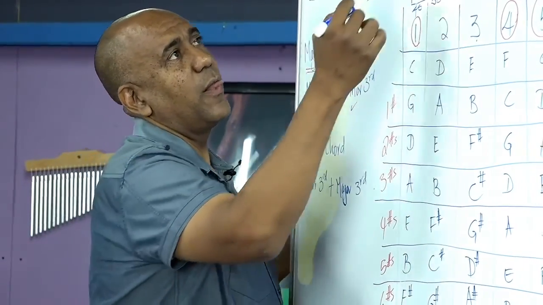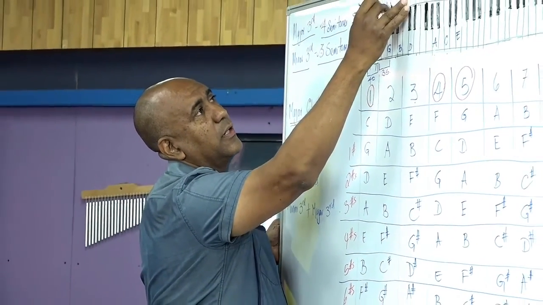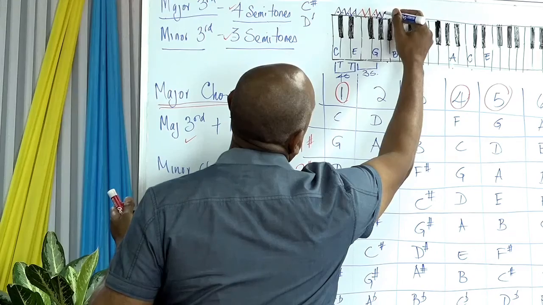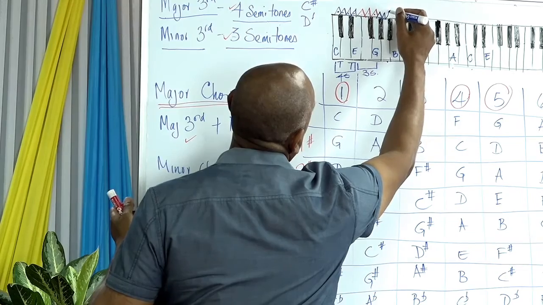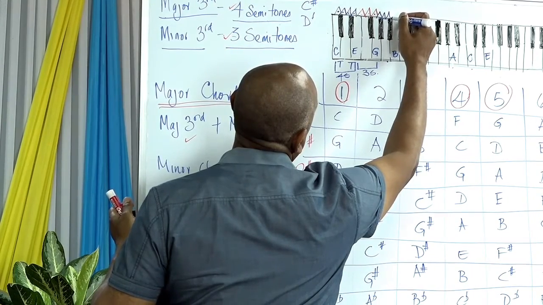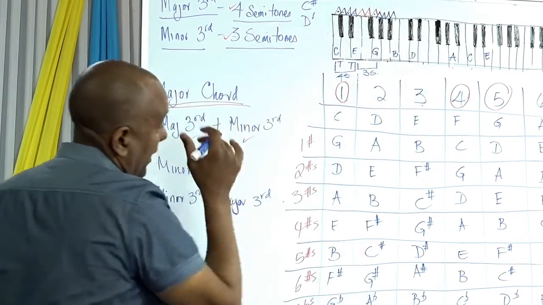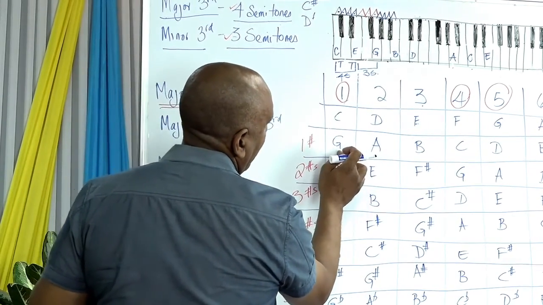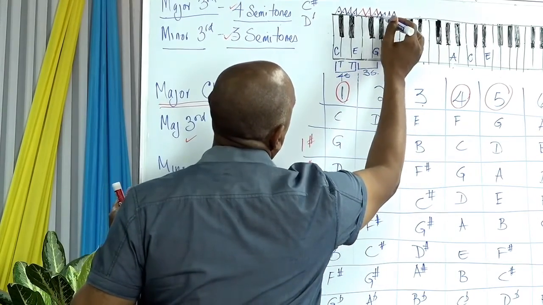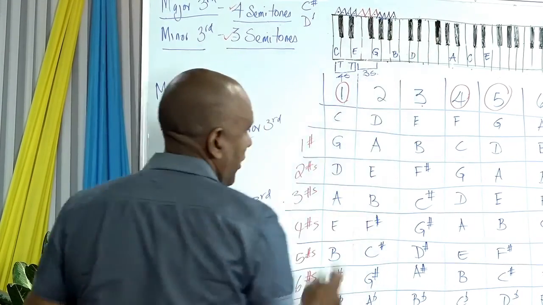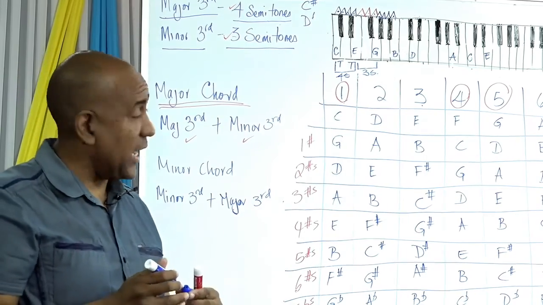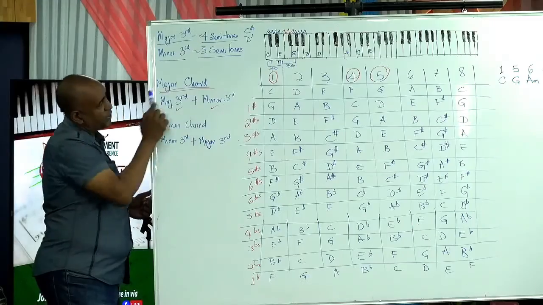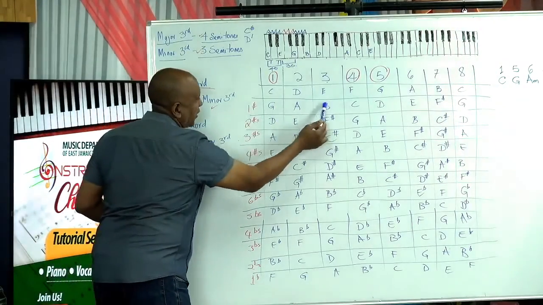Let's check it out. From G to G sharp is 1. From G sharp to A is another. A to A sharp is another. And A sharp to B is still another. So in this case, from G to B, we have 1, 2, 3, 4 semitones. And that 4 semitones is a major third. So a major third will be the first interval.